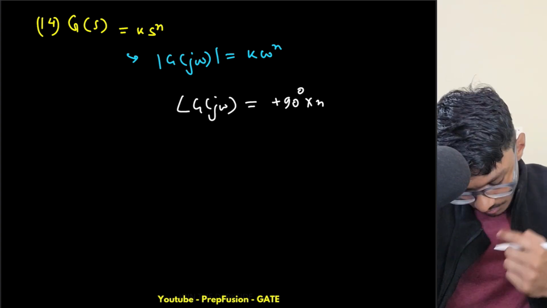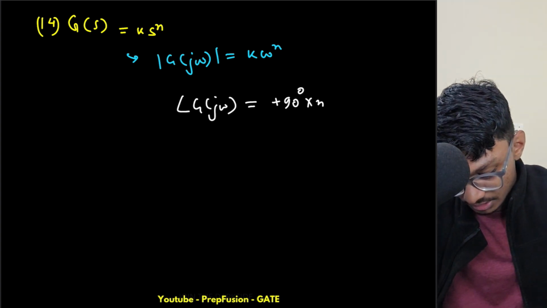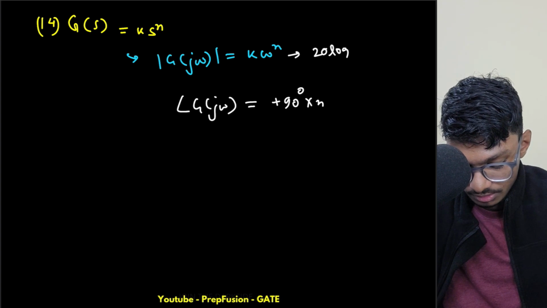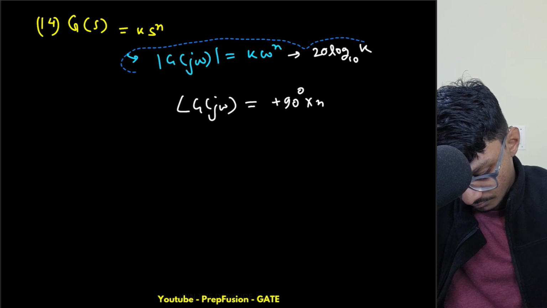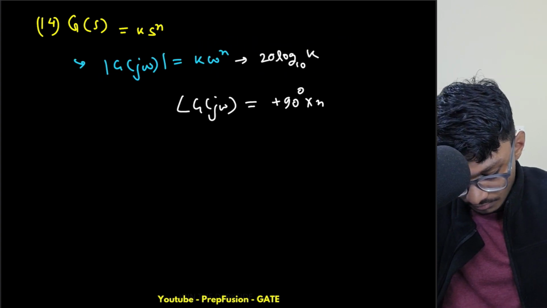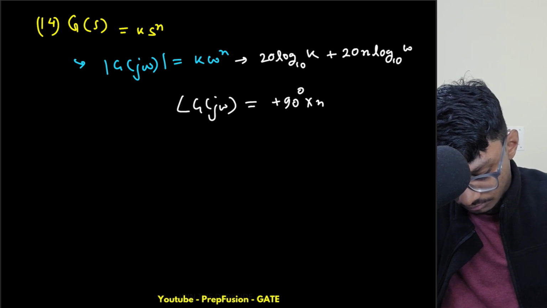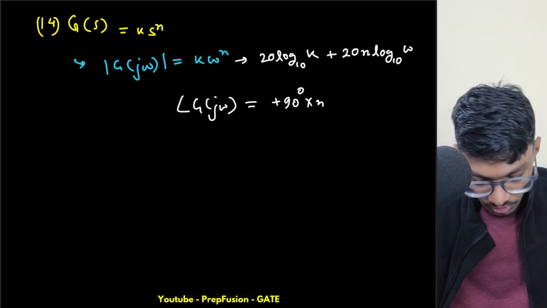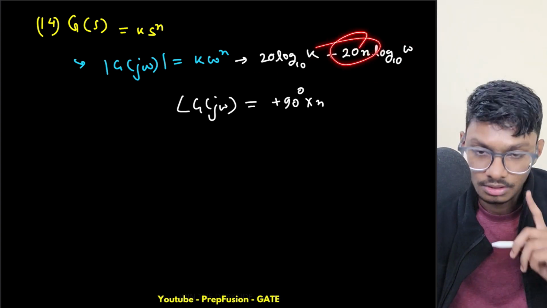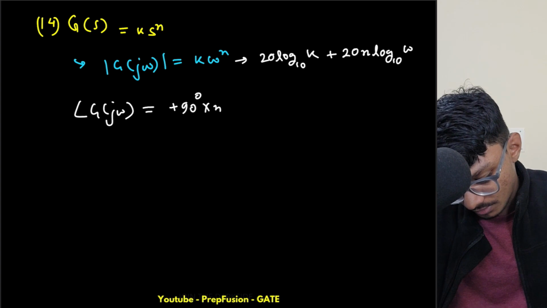So now let's write it in terms of dB scale. If I write it in terms of dB scale, what will this become? 20 log base 10 K plus 20 n log base 10 omega. Okay, so this is this case. So the slope becomes plus 20 n. This is the slope.